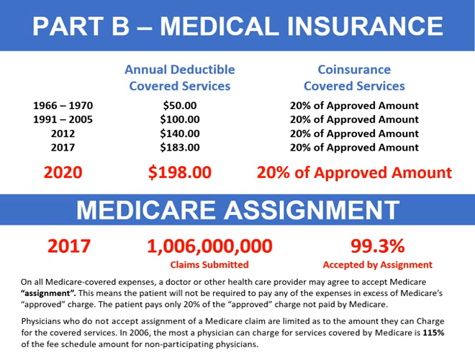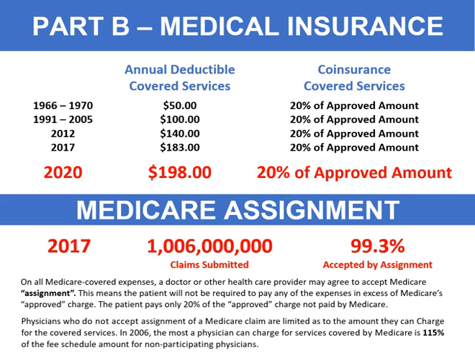What does Part B cover? Well, in 2020, there is a one-time annual deductible of $198. So that means before Medicare pays, you have to pay $198 for any of those Part B services. You pay it once for any one of them, and you don't pay it again. Once you've paid your deductible, Medicare will pay 80% of the claim, and you are responsible for 20%. And as you can see, in 2017, over 1 billion claims were submitted and 99.3% were accepted.